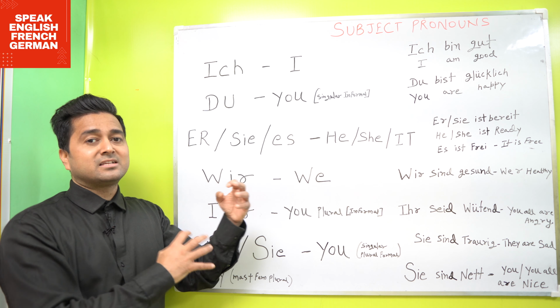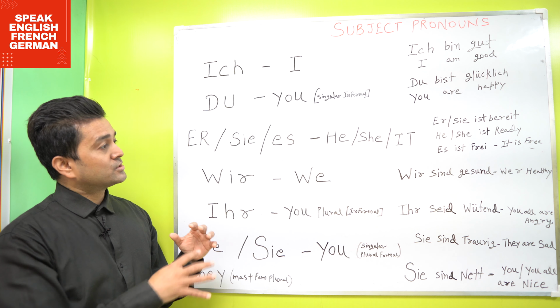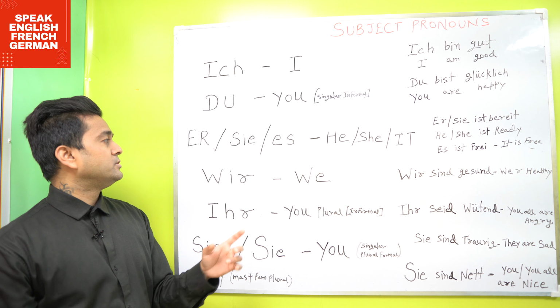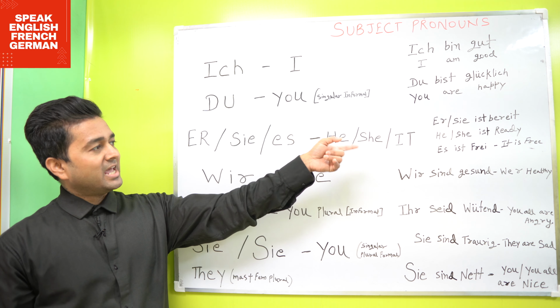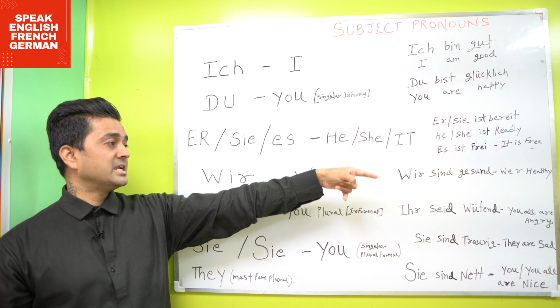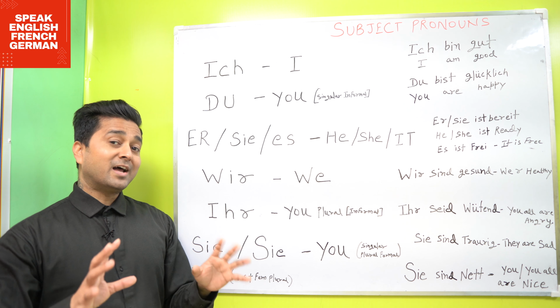So we use it as a subject pronoun. So that's how you can use it in the German language as well. I hope you completely understand how you can use all these subject pronouns. "Er ist bereit, sie ist bereit", he is ready, she is ready, and "es ist frei", it is free. So I hope now you understand.